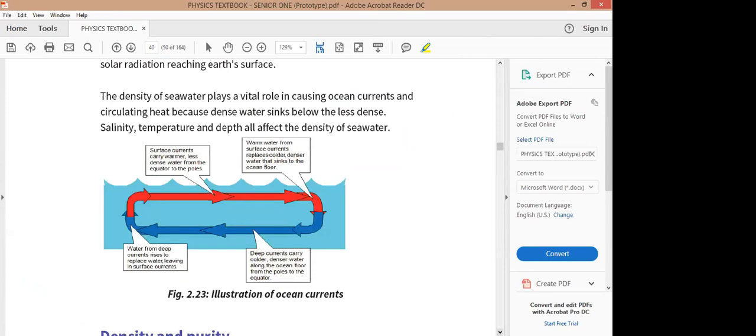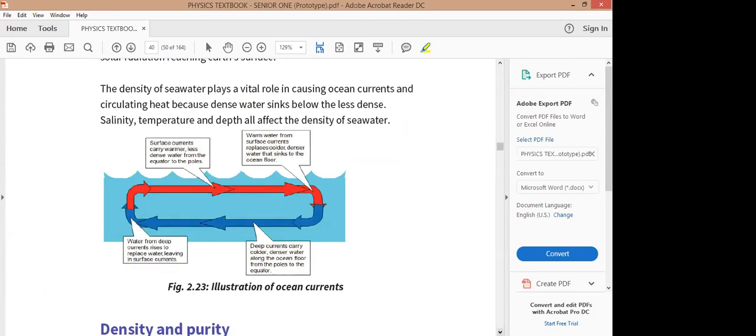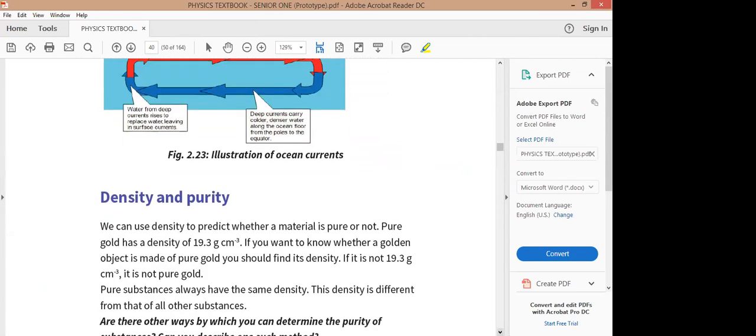From Nakato Patricia: how does salinity affect it? We said, I hope you are listening in, salinity affects density. I've told you that different water bodies have different salt content. There are water bodies that are more salty than others, and therefore they have a higher density compared.